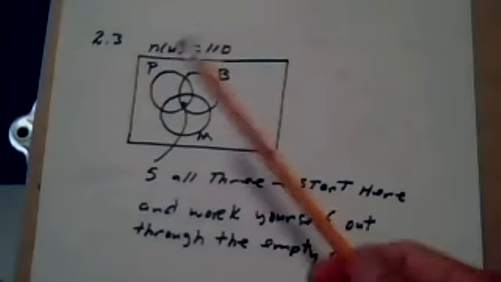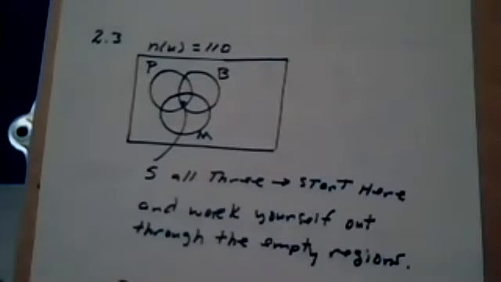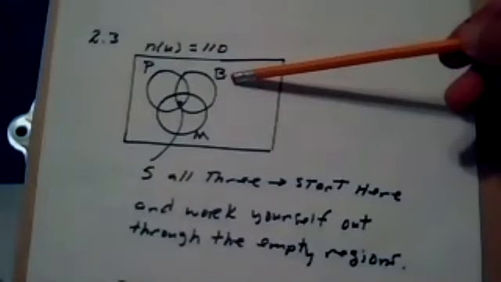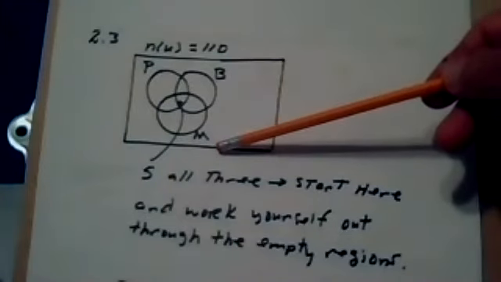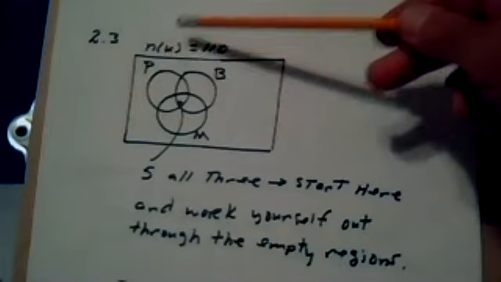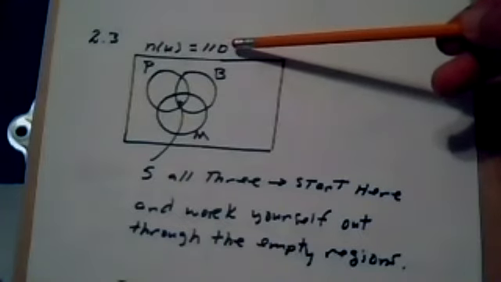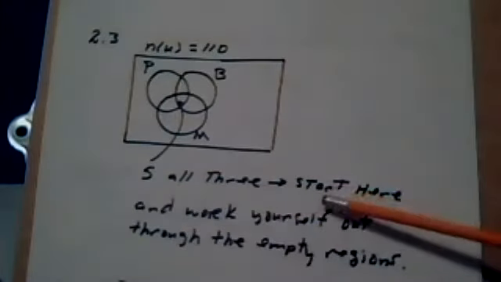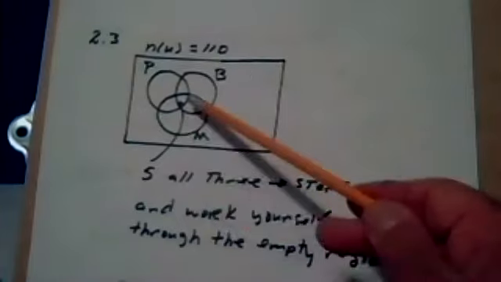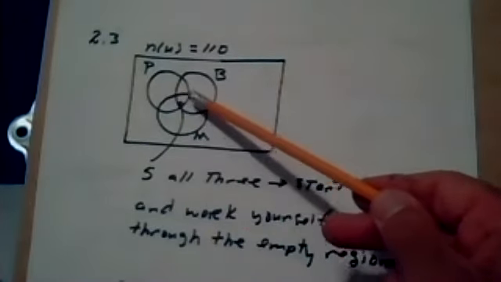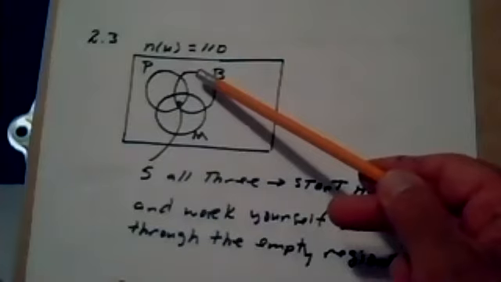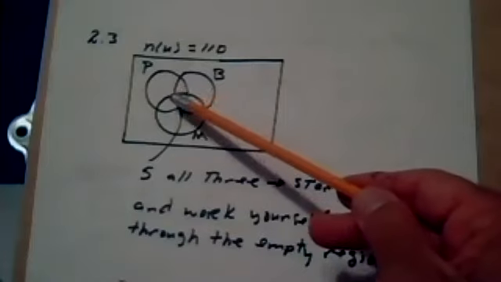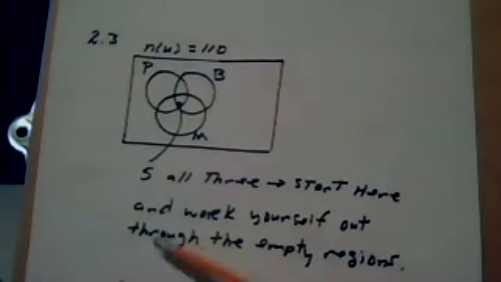What we're going to do is describe what they have in that list of numbers, but with a Venn diagram. So the P is going to be the physics, the B the biology, and the M the mathematics. And this is the number of members in the universe, 110. There were 110 students surveyed. So 5 are in all 3. Start right here. There's 5 students in all 3. So you start from the inside and you're going to start moving out. What we're going to do is find what number should go in each of these regions. So you start from the middle, and there's 5 there, and work yourself out throughout the empty regions.